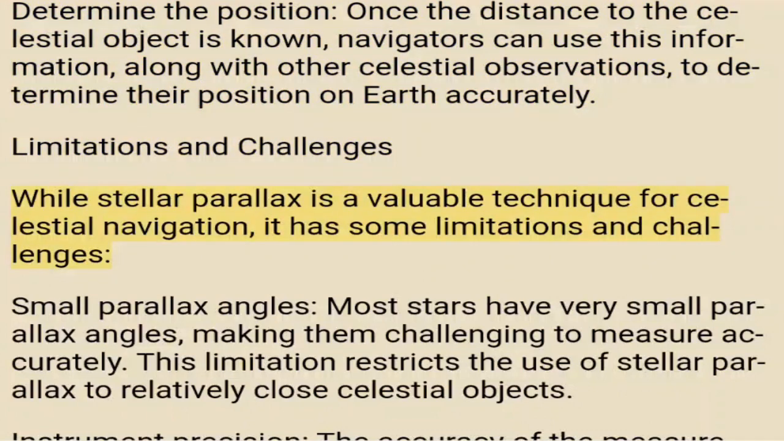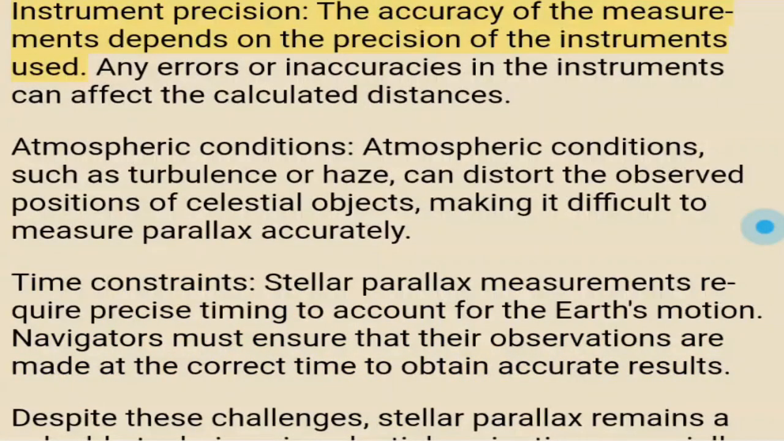Limitations and challenges. While stellar parallax is a valuable technique for celestial navigation, it has some limitations and challenges. Small parallax angles. Most stars have very small parallax angles, making them challenging to measure accurately. This limitation restricts the use of stellar parallax to relatively close celestial objects. Instrument precision. The accuracy of the measurements depends on the precision of the instruments used. Any errors or inaccuracies in the instruments can affect the calculated distances.